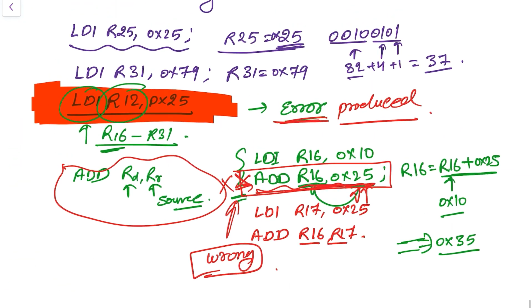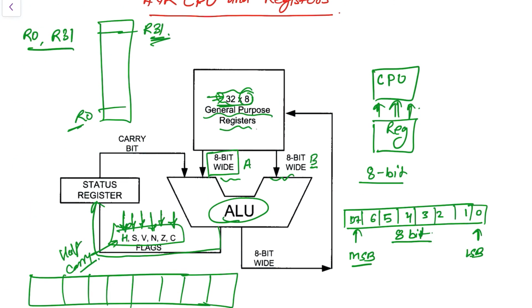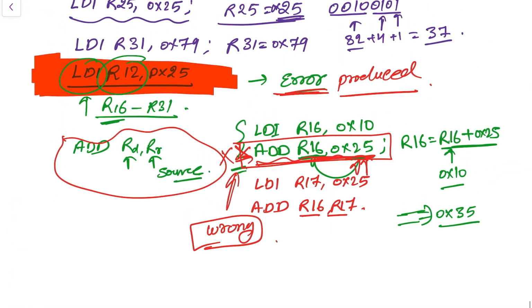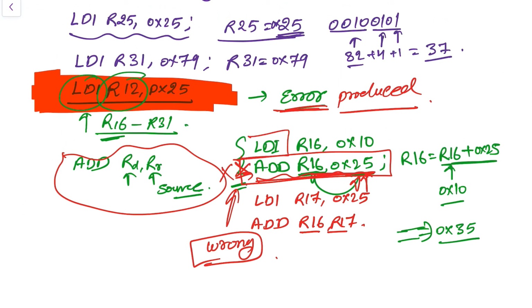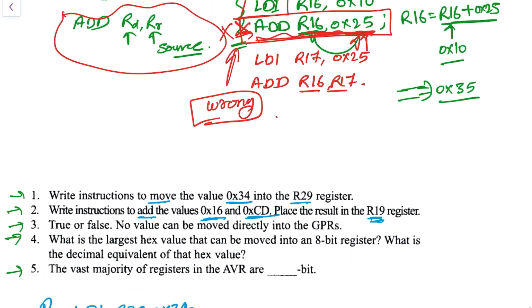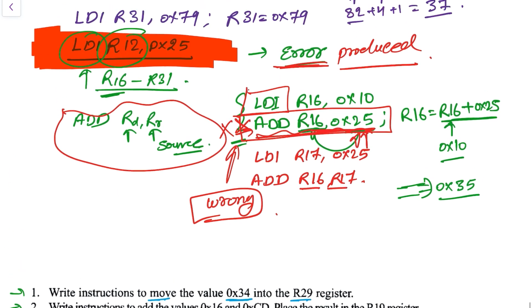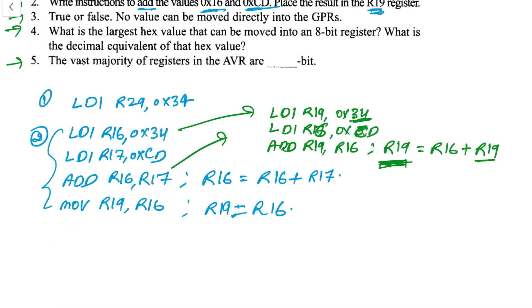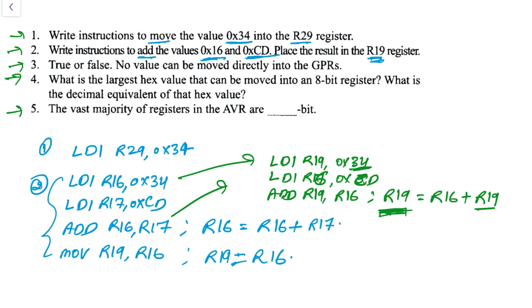So this is all about this video, in which we have learned about the AVR CPU and its registers, and we had also taken two types of instructions in the AVR, such as LDI and the add instruction, and we had also solved the problems here.